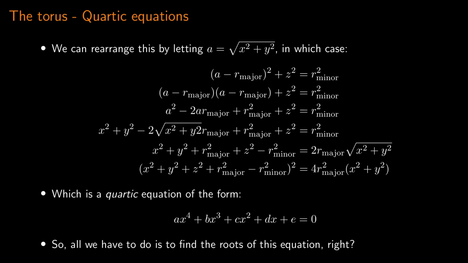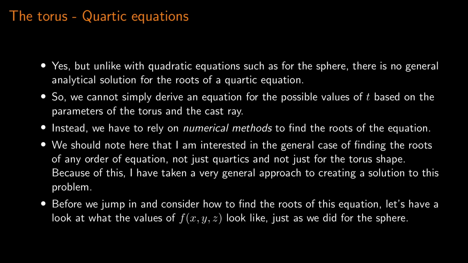So, to find the points of intersection between a ray and our torus shape, all we have to do is find the roots of that equation, right? That should be straightforward. Oh yes, but unlike with quadratic equations, such as the sphere, there is no general analytical solution for the roots of a quartic equation. So, we cannot simply derive an equation for the possible values of t based on the parameters of the torus and the cast ray. Instead, we have to rely on numerical methods to find the root of the equation.